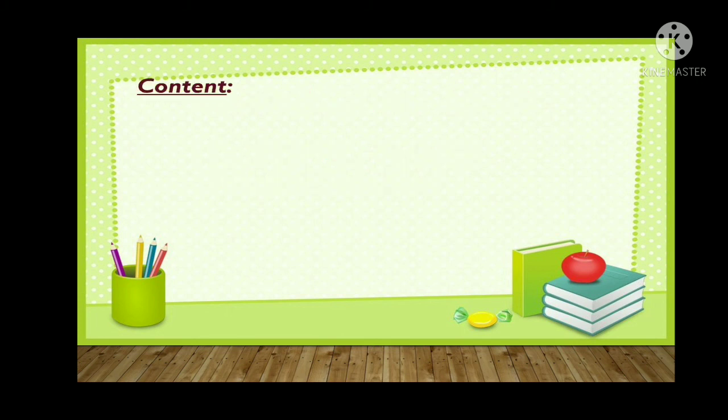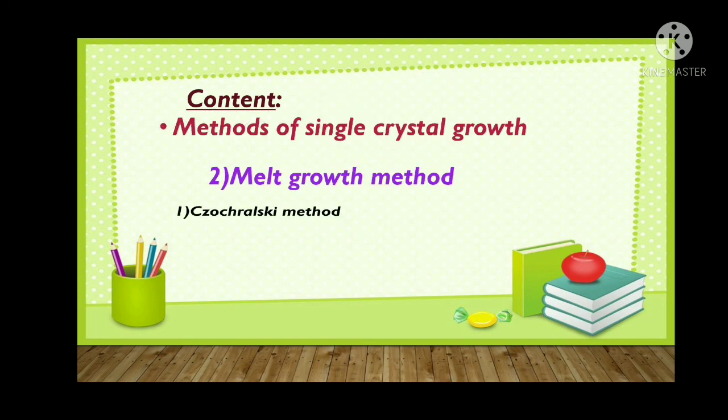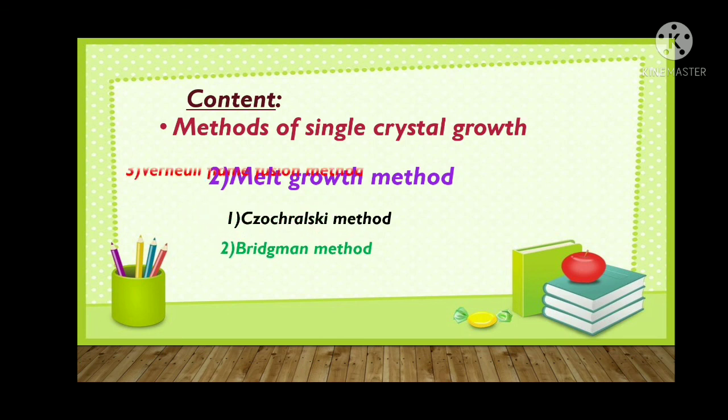So in the melt growth method again we have three methods. First one is the Czochralski method, then we have the Bridgman method, and the last and third one is the Verneuil flame fusion method. So we already dealt with the Czochralski method. In this particular video session we are going to discuss the Bridgman method, and in the upcoming video session we are going to discuss the Verneuil flame fusion method.